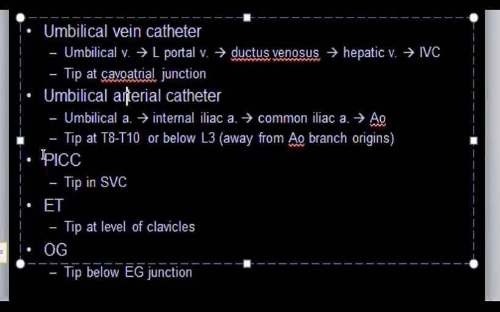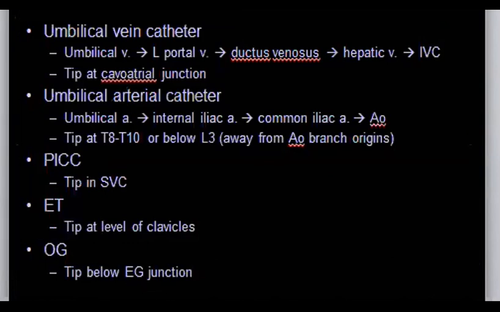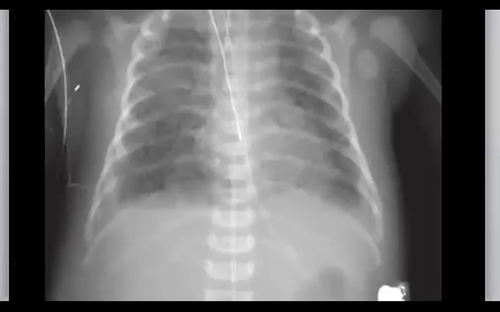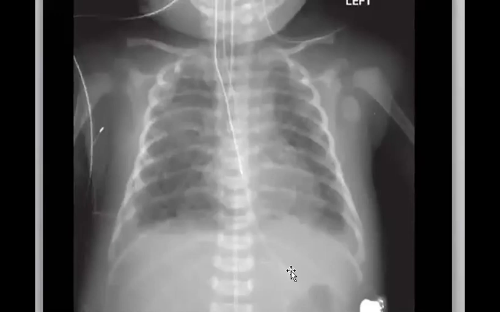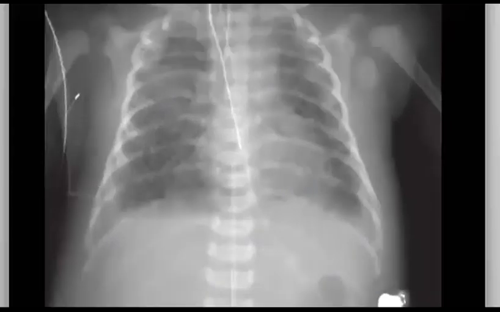The peripherally inserted cannula or the central line, again the superior vena cava. The endotracheal tube is at the level of the clavicle, and the nasogastric will be below the GE junction. So just to know about, for example, here the nasogastric, and endotracheal, and so on.